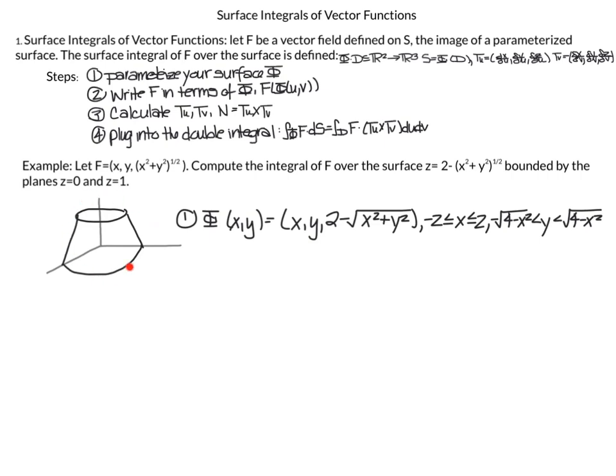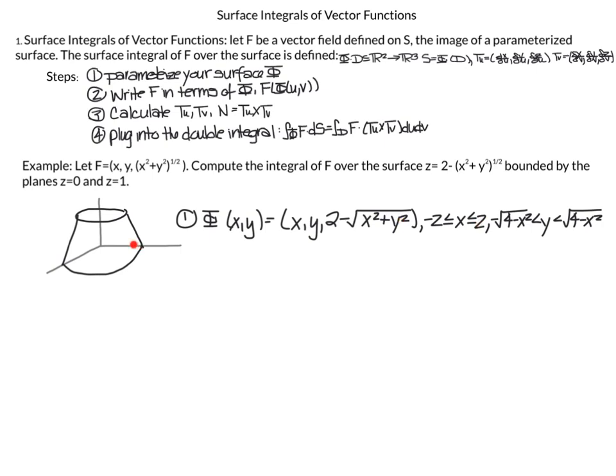Here is the surface we are integrating. Now I need to parameterize my surface phi. But now our phi is expressed as a formula z equals something in terms of x and y. So to parameterize the surface, we just have x, y, and then we plug in our formula for z, 2 minus square root of x squared plus y squared.